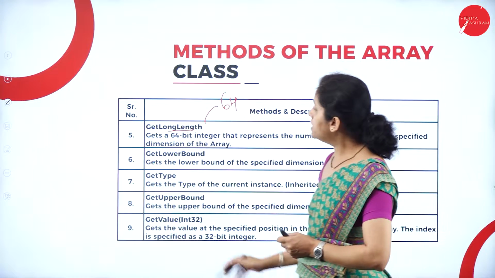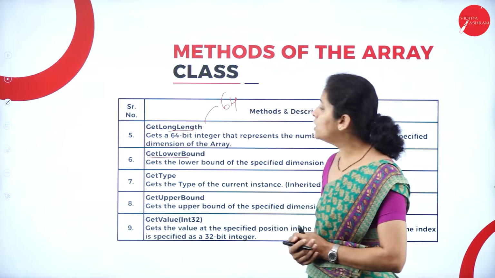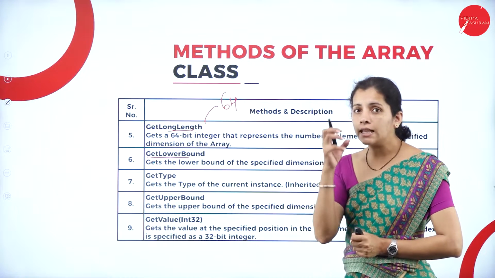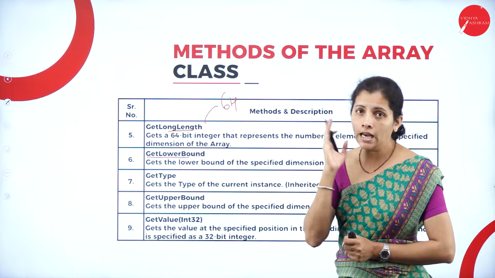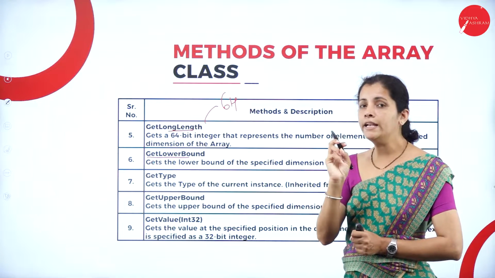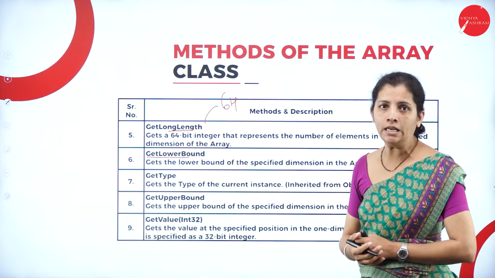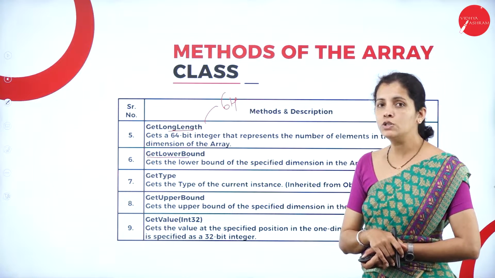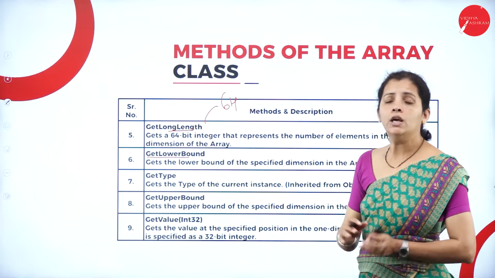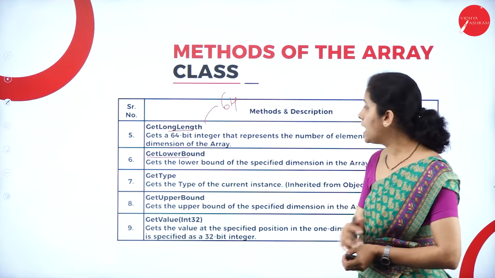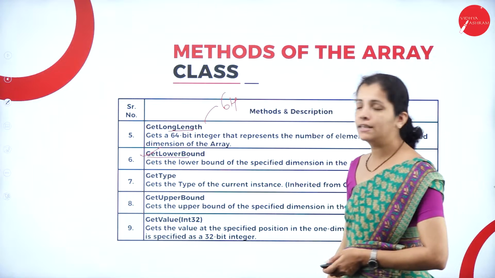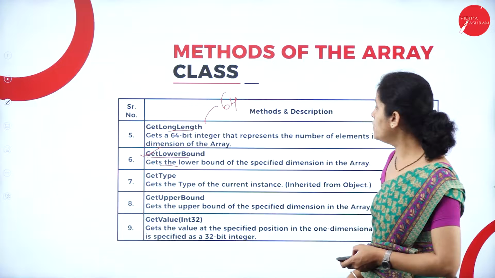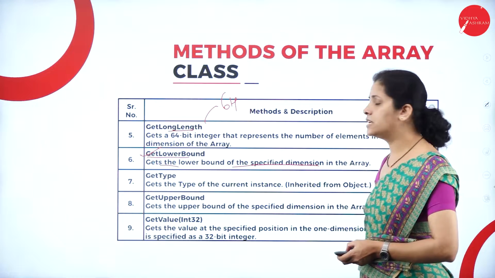Now, what is the need of GetLowerBound? So, dear student, an array is nothing but a collection of elements. Now, I want to identify each element uniquely. How can I? For that, I am going to use the index. So, if I want to get the lower index, at that time I am going to call the method called GetLowerBound. It gets the lower bound of the specified dimension in the array.